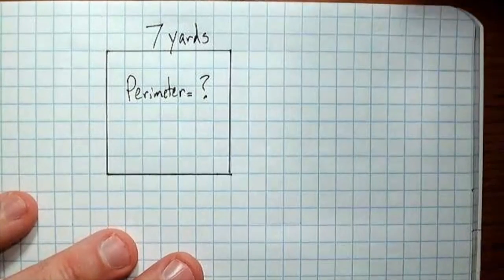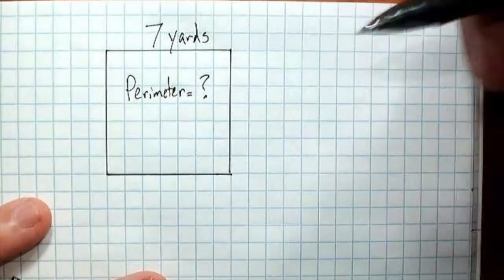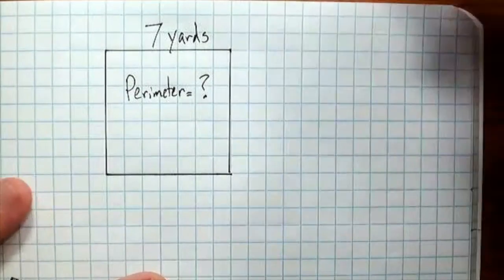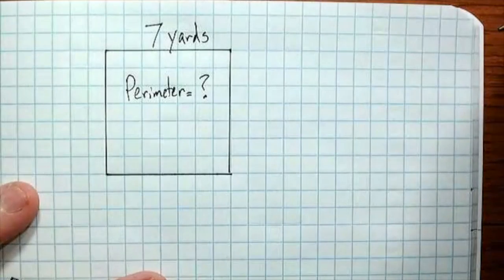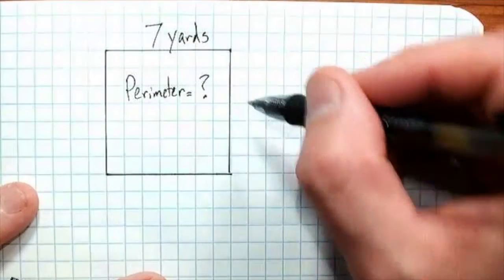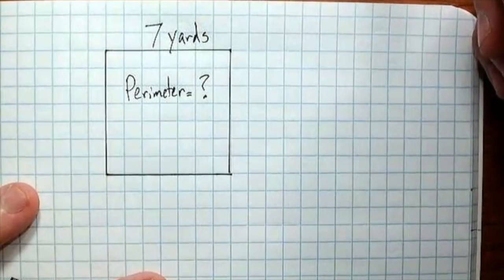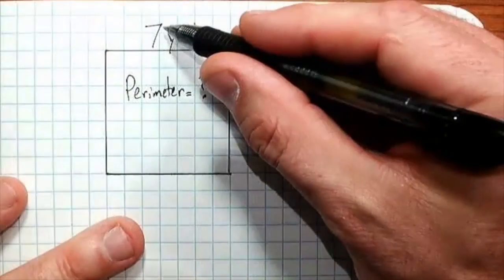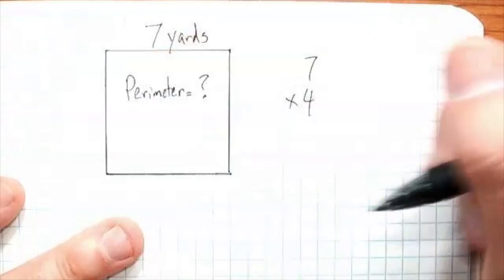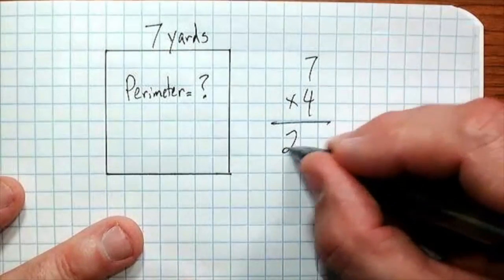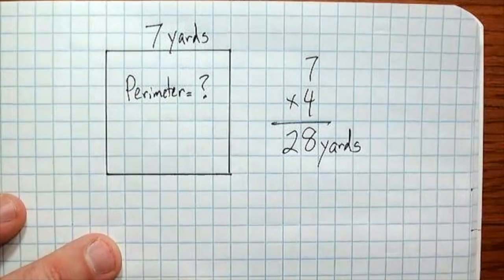So let's go back to the square. Here we've got a square. Let's pretend one side of the square is 7 yards. Well, what do we know about squares? We know that in a square, all four sides are equal. So you could sit there and write 7, 7, 7, 7. You could say 7 plus 7 plus 7 plus 7. Or if you've been practicing your multiplication skills, you could say 7 times the 4, 1, 2, 3, 4 sides. And we've got an answer of 28 yards. So the perimeter of this square is 28 yards.